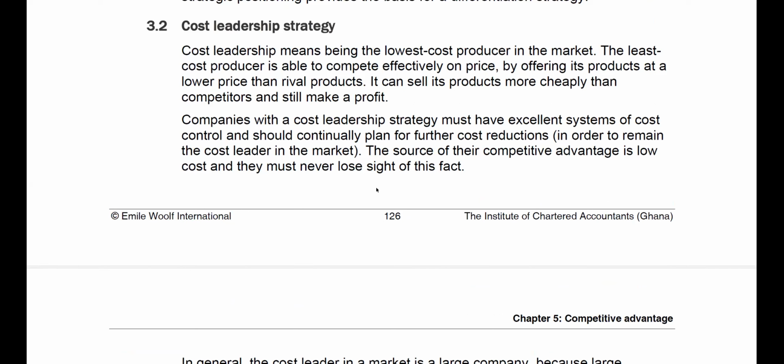So let's look at the cost leadership strategy. Cost leadership means being the lowest cost producer in the market, right? And this can only be achieved mostly with economies of scale, right? To be the least cost producer. So the least cost producer is able to compete effectively on price by offering its products at a lower price than rival products. It can sell its products more cheaply than competitors and still make profit.